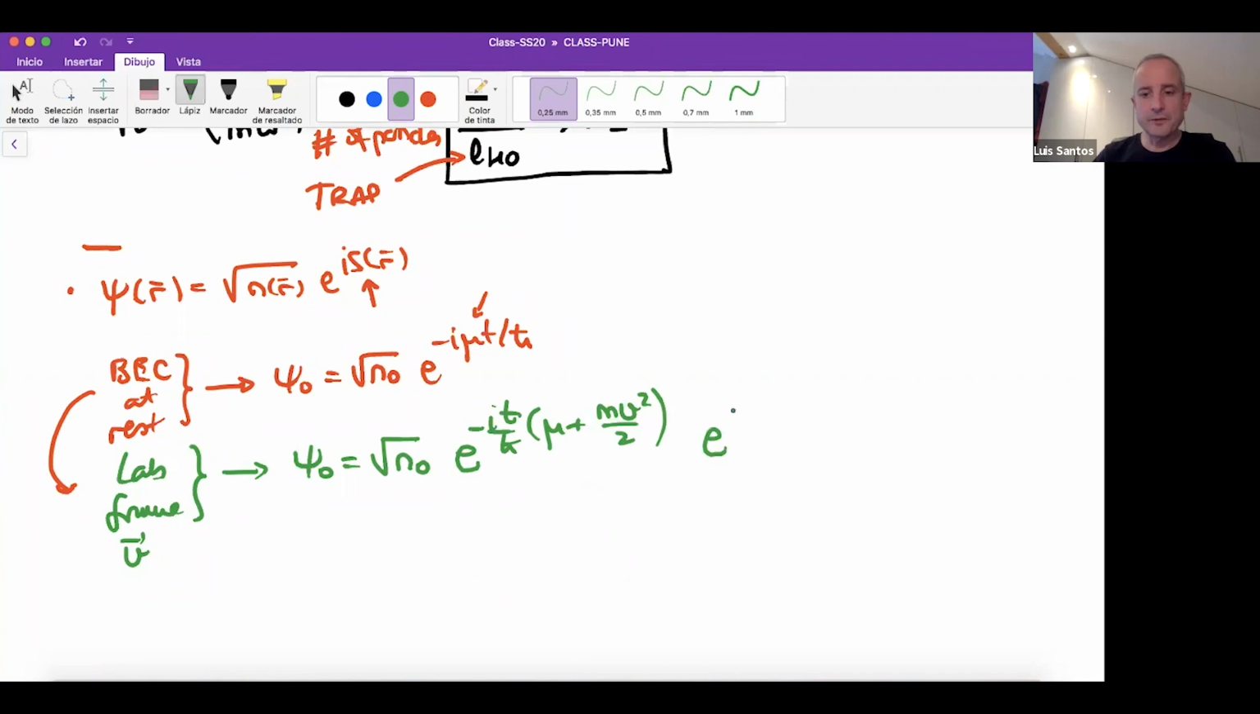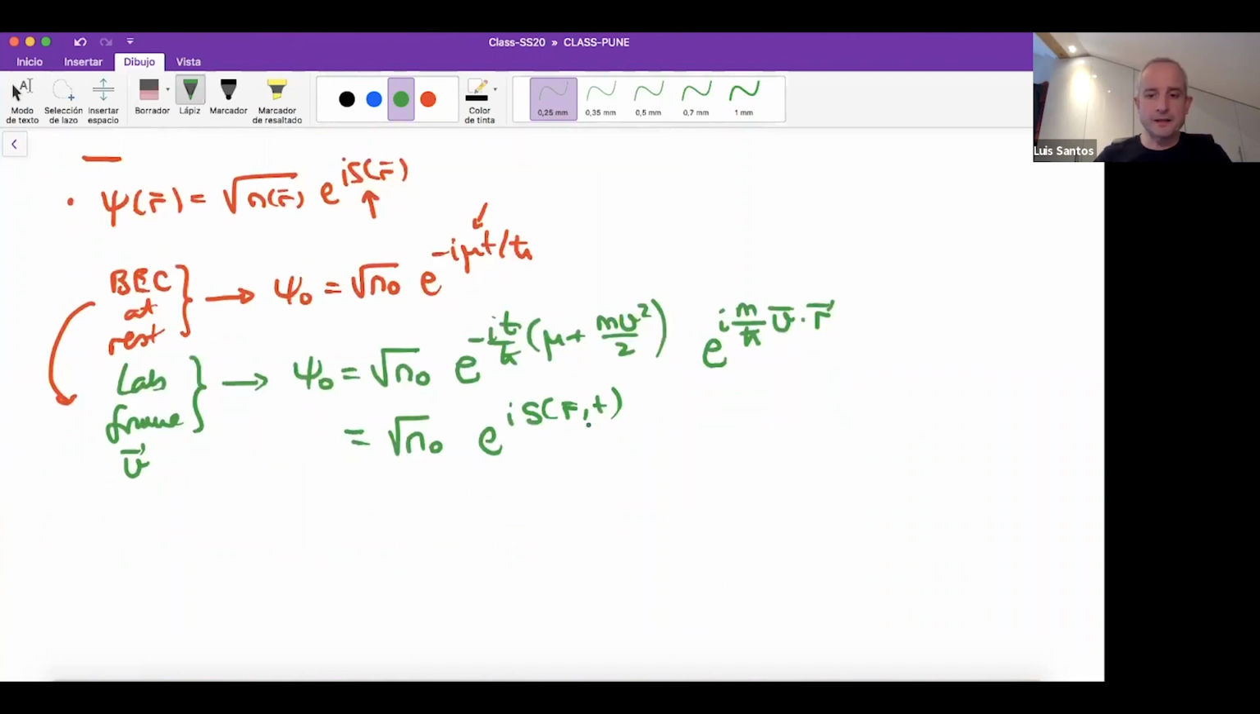But then I have an extra term here, which goes like this, which is related with this Doppler shift that we were discussing yesterday for the Landau criterion. And this I can write now as a density and a phase. Now, the phase is now time dependent.